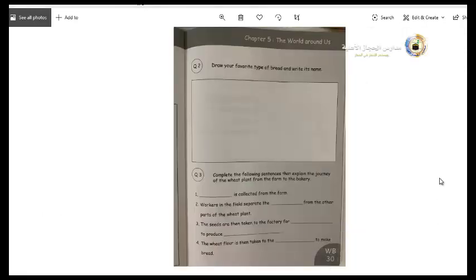Now in your workbook, page 29, I didn't take a picture for it, but they are asking you to draw the steps showing how the wheat plant is made into bread. If you want to do it, you can do it. If not, it's okay. Now page 30, draw your favorite type of bread and write its name. You here write your favorite type of bread.